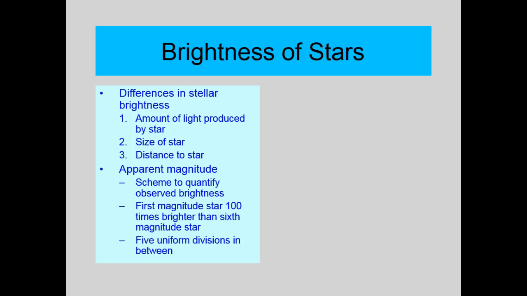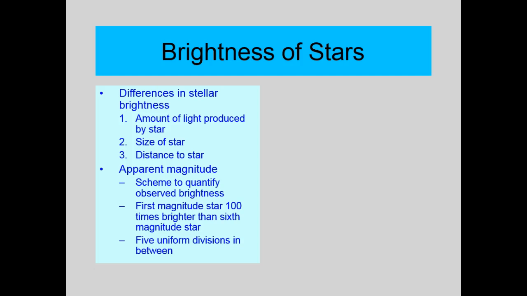So this makes up what we call the apparent magnitude of these stars. This was a scheme used to quantify the observed brightness. This has nothing to do with really how hot or anything else, just what it seems like it is. The first magnitude star is about 100 times brighter than the sixth magnitude star. Okay?